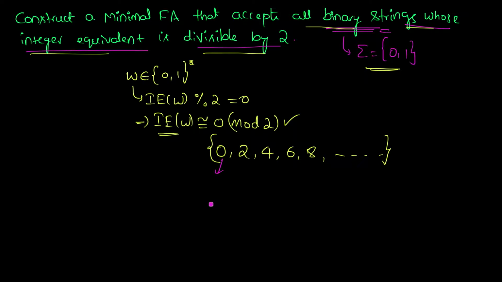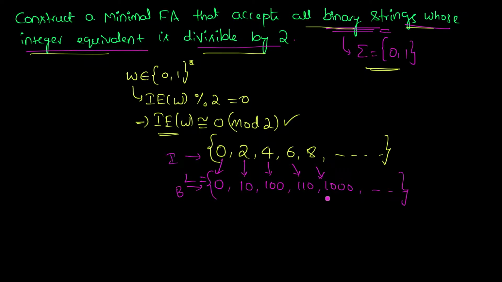So what are all the binary strings? 0 corresponding to 0. This is 1, 0. These are all binary numbers. These are all integers, right? So the binary number corresponding to 4 is 100. For 6 it is 110. For 8 it is 1000 and so on, right? All these strings are in our language. This is our language. L is equal to 0, 10, 100, 110 and so on, right?